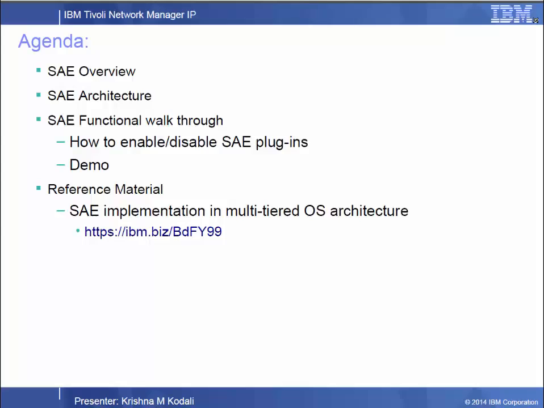There is a reference material here. This is only needed if you have a multi-tier object server setup. What it means is you need to have SAE enabled on the primary/active object server, and on standby servers it needs to be turned off. The steps are pretty self-explanatory, so the link should take you to all the steps that you need to perform.